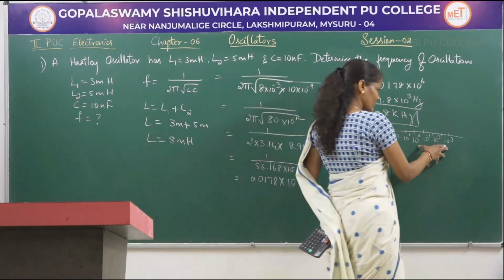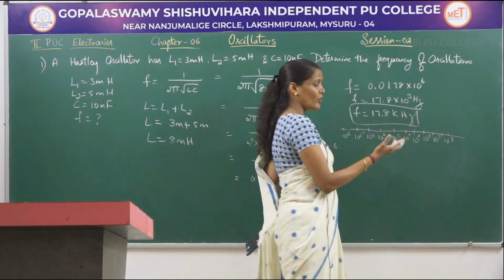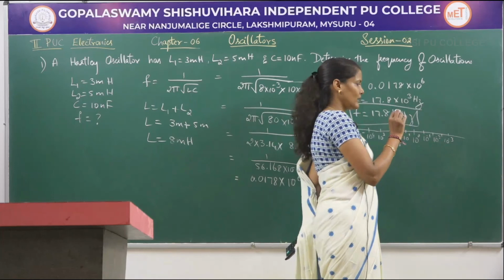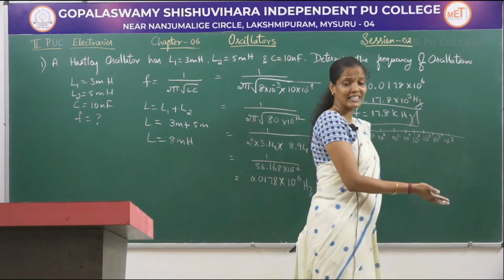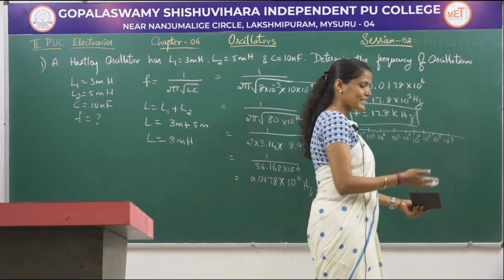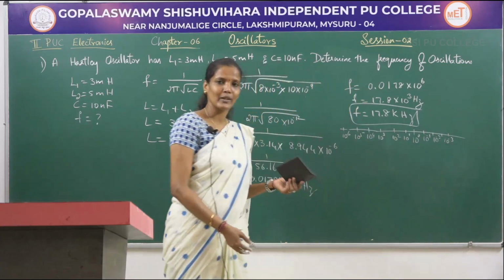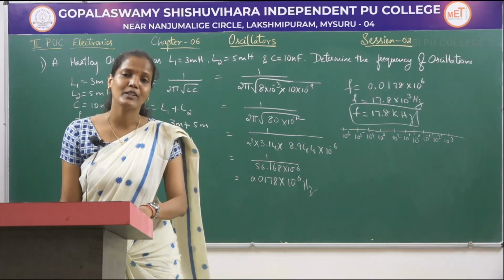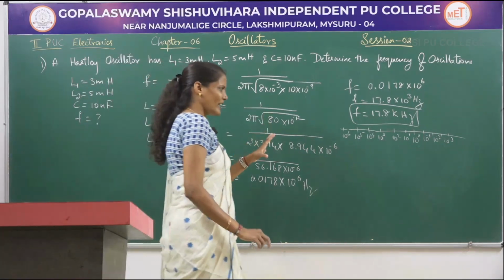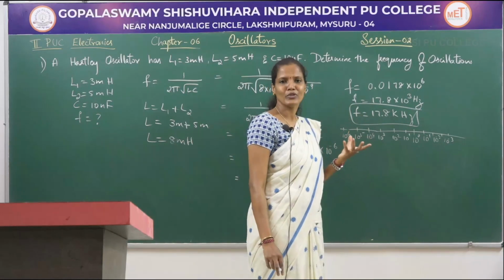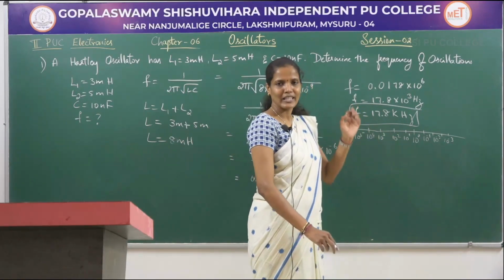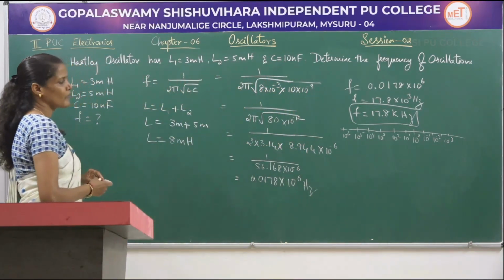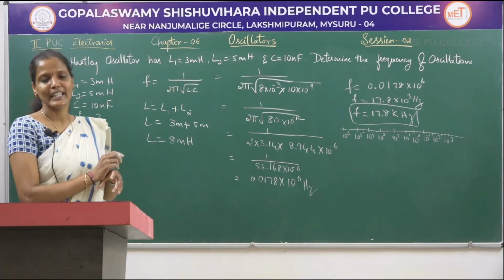But when it comes to 10 to the power of minus values, this method will help you in order to convert 10 to the power of minus 3 to 10 power minus 6, or minus 9, nano to micro, micro to nano, or nano to pico, and vice versa. This will become an easier method to follow. This avoids some kind of confusions that students usually have. So the final answer for this particular question is F equals 17.8 kilohertz.